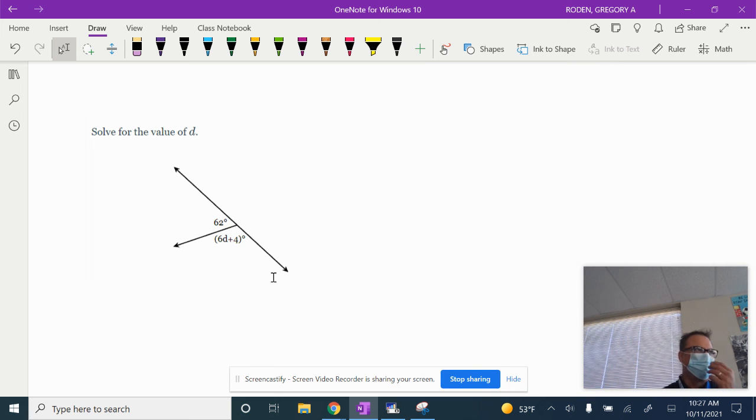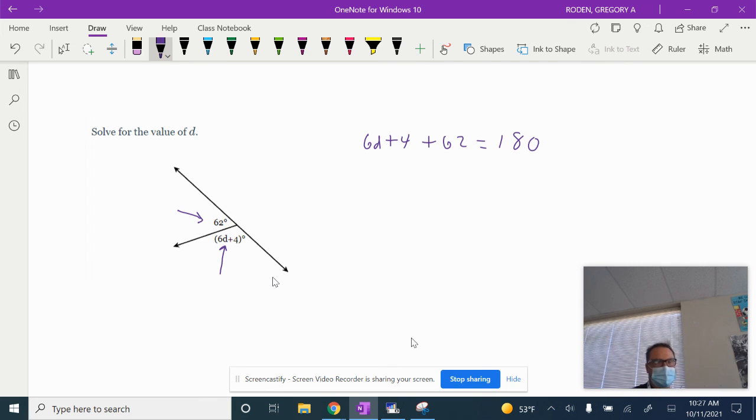So in this case, I think we're going to use a two-step equation here, right? All right, Will, pull me a stick. Oh, let's take a volunteer on this one, just for time. Caitlin, take it away. I need an equation. What's the equation I can write? Okay, so here's the deal. If I take 6D plus 4, that's this angle right here, and then I add 62, that angle right there, what does that have to equal, Caitlin? Okay, that's the angle addition postulate. Does everyone understand that? These two angles equal the straight angle, 180 degrees.